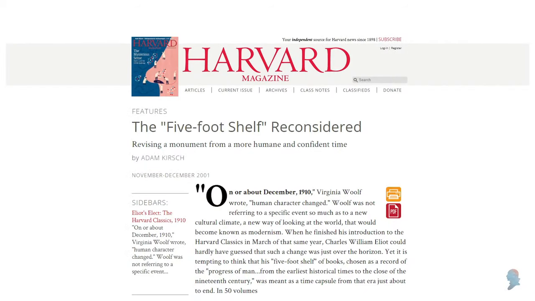But it becomes clearer when we go back and look a little bit more at what's happening at Harvard. So I want to look at this particular article and read it to you. So this is an article, again, from the Harvard Magazine, and it's titled, "The Five-Foot Shelf Reconsidered." Why the five-foot shelf? Well, in 1909, the year he would retire, President Eliot was convinced to issue the Harvard Classics, and he made the selections for this 50-volume work, and he gave an introduction to that. Now, in this article, I want to read a few parts of it so that you understand his view and what he's presenting to the country at that time.